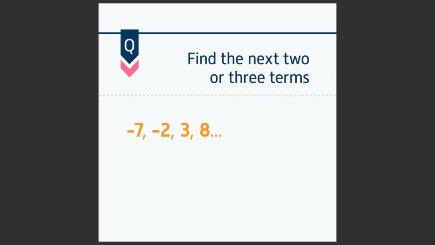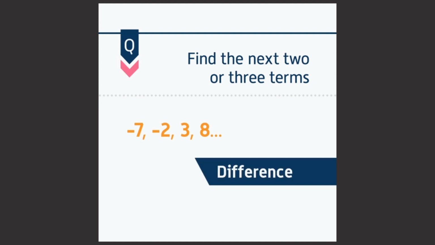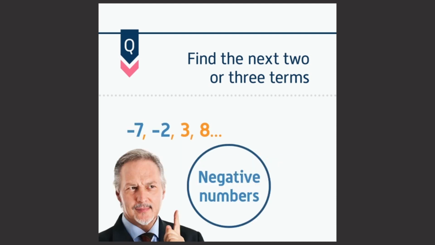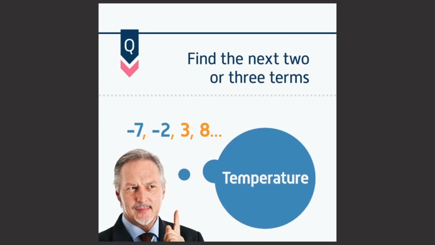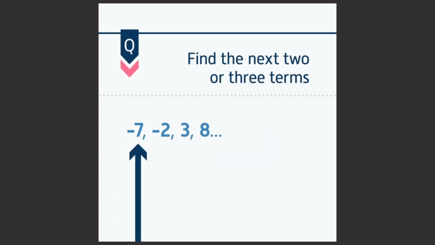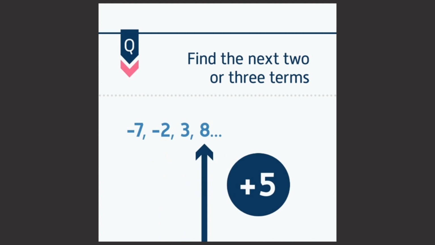Let's look at a new sequence. Following the same rule as our previous example, let's find the difference moving from term to term. Be careful when working with negative numbers. You could think about temperature when you see them, to remind you to add to a negative number to get closer to 0. In this sequence, we add 5 each time.